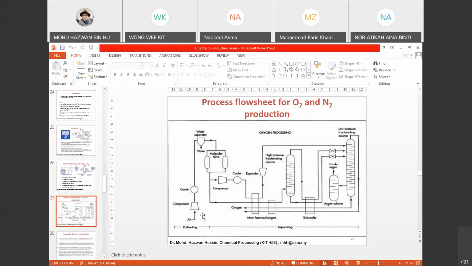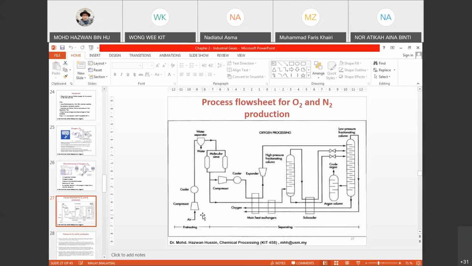So when it goes into the cooler, as I said, it will change the characteristic of this gas by means of the entropy. So it will become a liquid gas. The liquid gas goes into the water separator to remove traces of water contained in your liquid gas, because remember, the water that might be present in your atmospheric air comes from moisture or vapor. And then after that it goes into the molecular sieve.